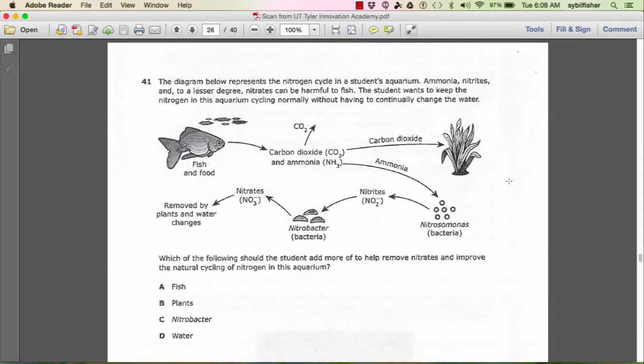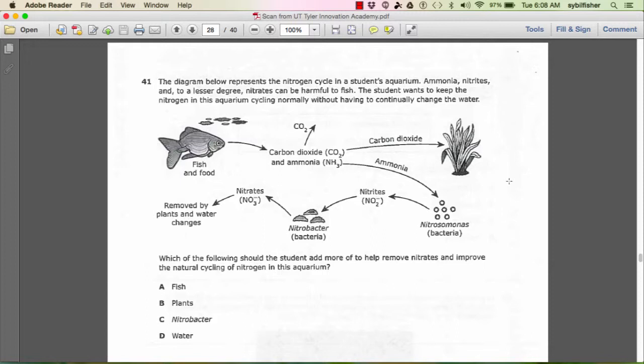Number 41. The diagram below represents the nitrogen cycle in a student's aquarium. Ammonia, nitrites, and to a lesser degree, nitrates can be harmful to fish. The student wants to keep the nitrogen in this aquarium cycling normally without having to continually change the water.